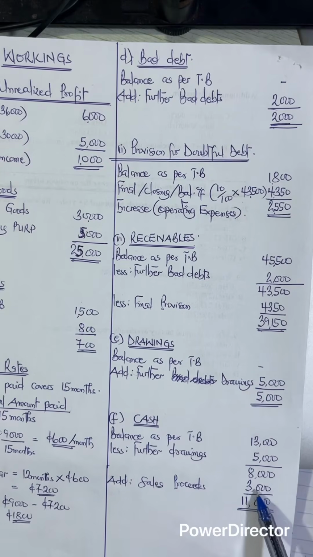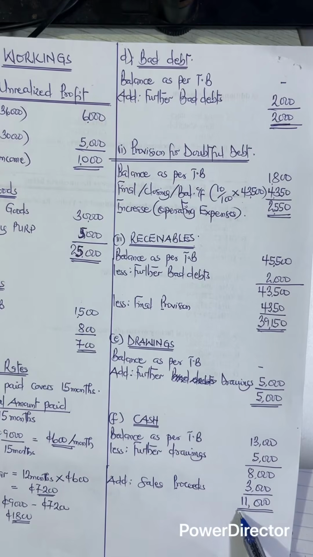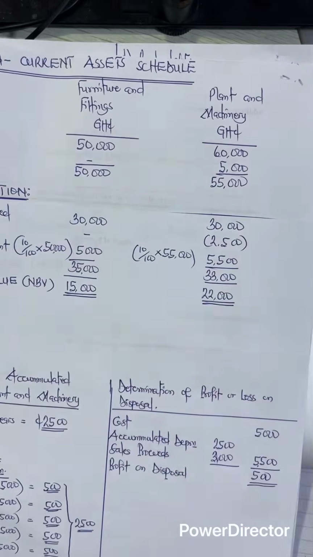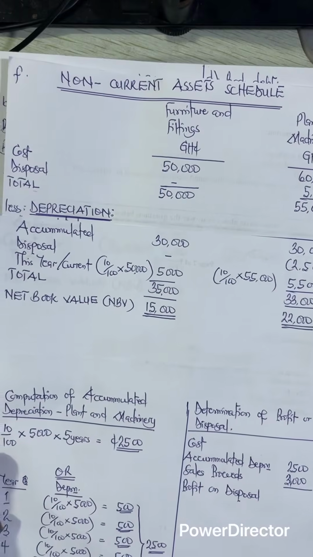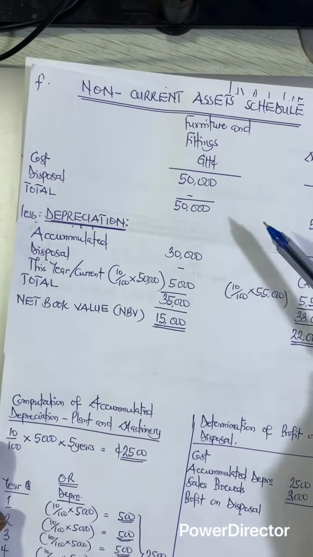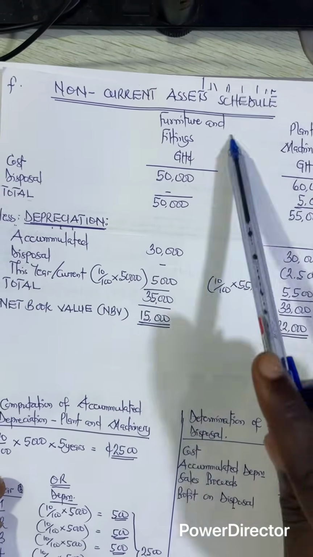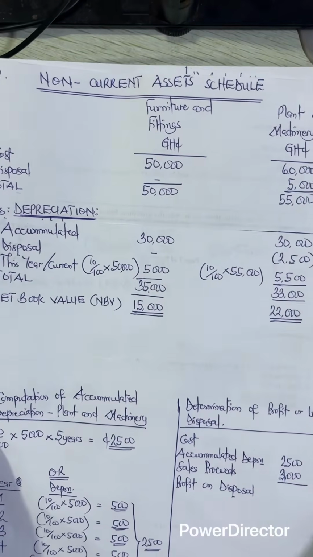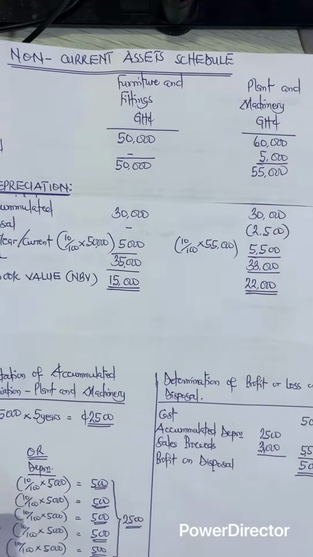So the 3,000 cedis cash we receive must be added to the cash balance to get our final cash balance of 11,000. Okay, that is it. The next thing that we are going to do is to actually pay attention to the non-current asset schedule, because they are also depreciating assets.